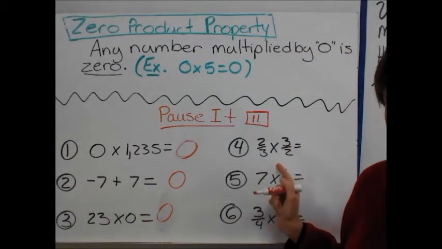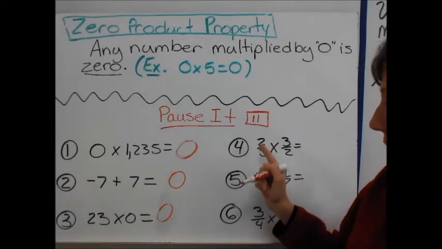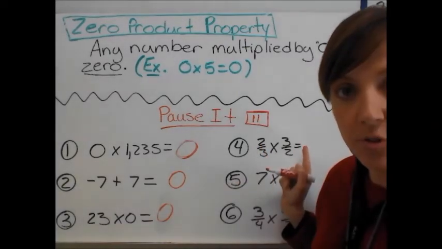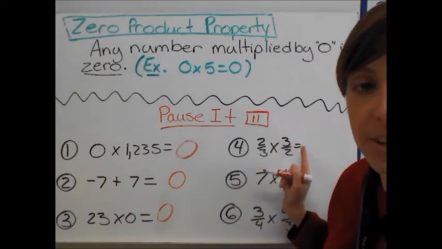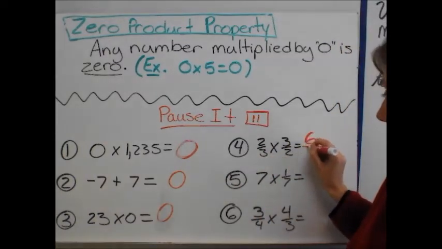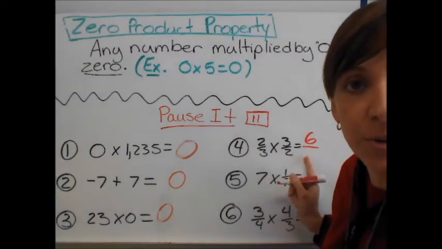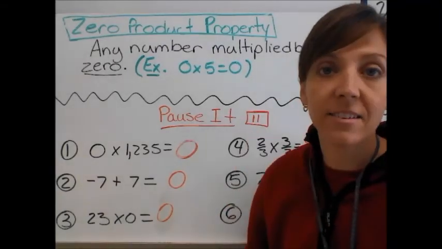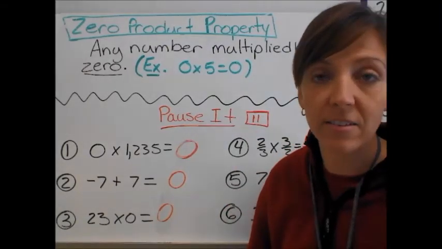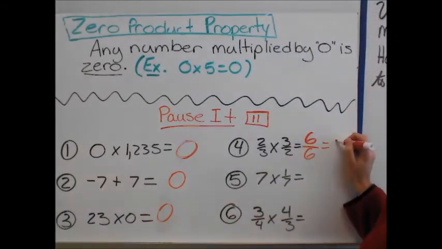Number 4, you should have multiplied straight across, your numerator times your numerator, your denominator times your denominator. 2 times 3 is 6. 3 times 2 is 6. And 6/6 is equal to 1. 6 divided by 6 is just 1.